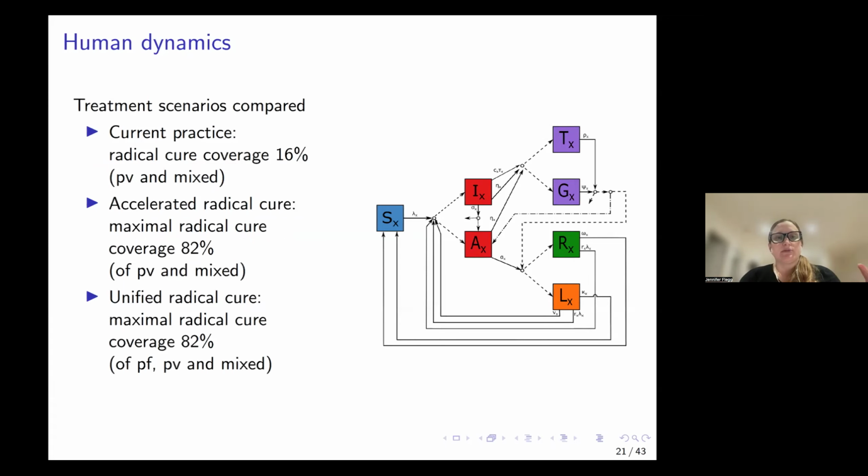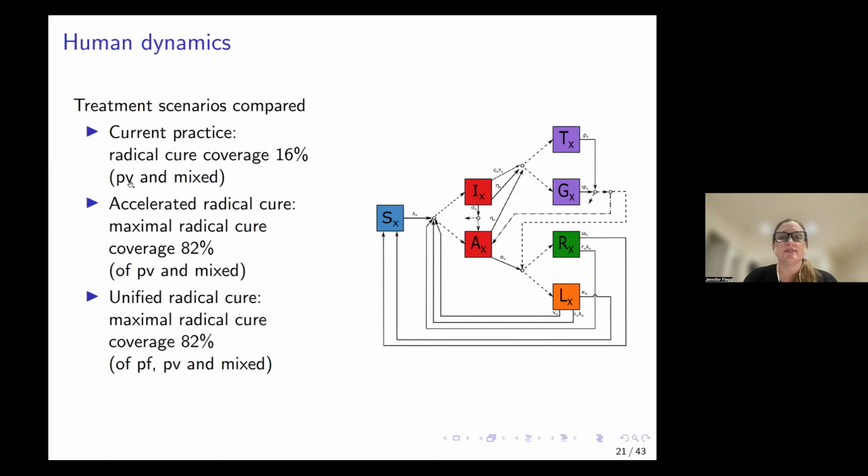So we wanted to consider 3 practices. So we have current practice, which is what's done in Cambodia currently, or it might be a little bit before now because this was current in 2022. So radical cure is given to only 16% of the population, and this is the population that's allowed to receive it. So not everyone can get radical cure, and the reason for that is one of the drugs that treats your liver stage infection can be really bad if you're pregnant, under the age of 6 months, or lactating. There's a whole bunch of reasons why you can't receive liver stage drugs, and so it's not given to everyone widely.